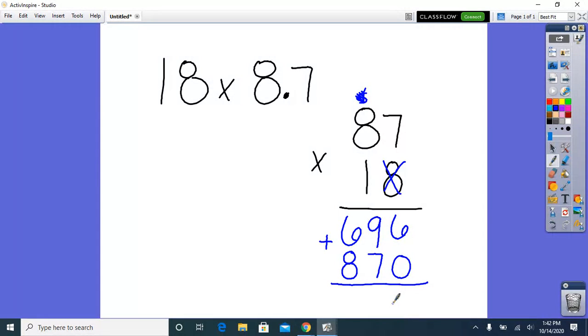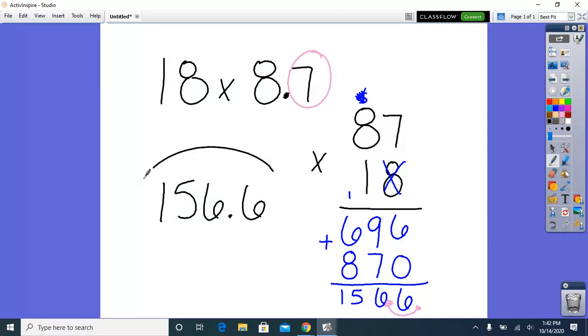That's going to give me 6. 9 plus 7 is 16. 8 plus 6 is 14. Plus 1 is 15. So that gives me 1,566. I need to count how many digits are to the right of my decimal by circling them. I've got 1. So my decimal is here. So I'm going to move it there, and that will give me 156 and 6/10.